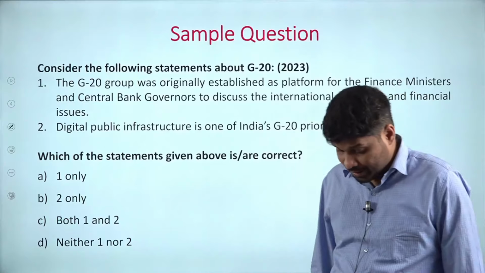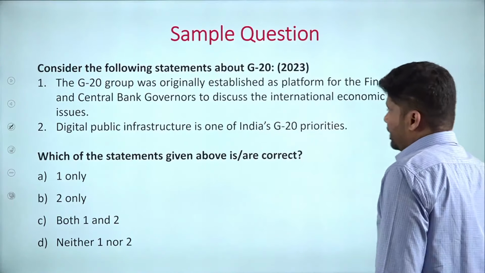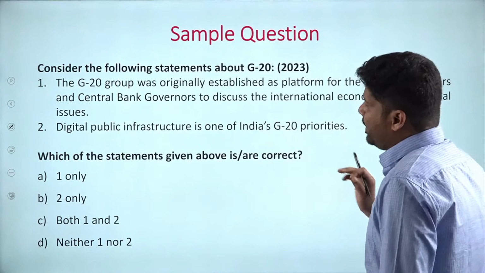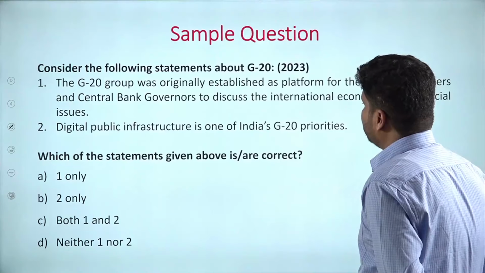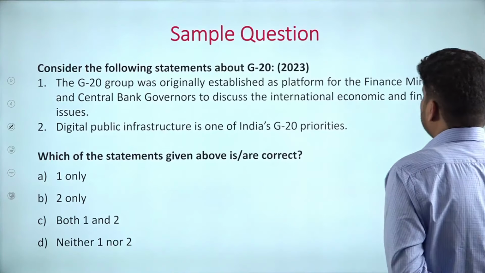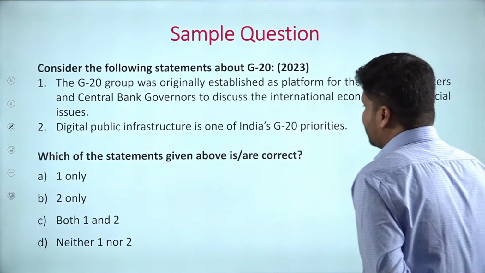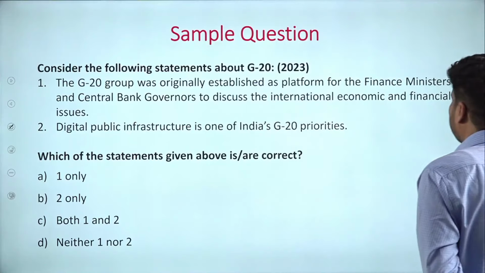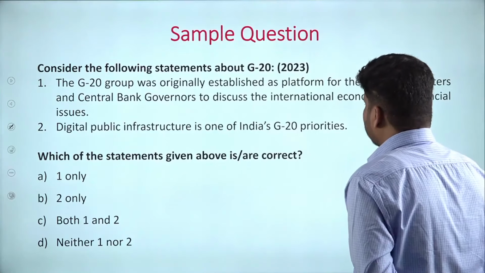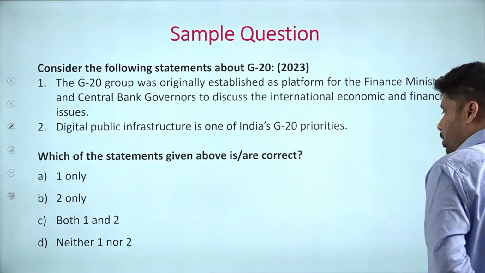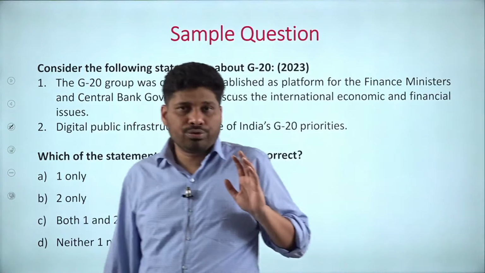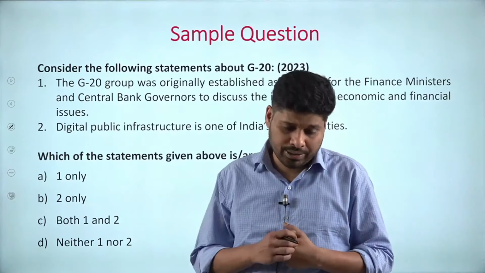Alright, what UPSC is interested in. So if I take into consideration the question, what does it need me to know? Consider the following statements with respect to G20. First statement, the G20 group was originally established as a platform for finance ministers and central bank governors to discuss international economic and financial issues. Second statement, digital public infrastructure is one of India's G20 priorities. Alright, so these are the two statements provided to you.